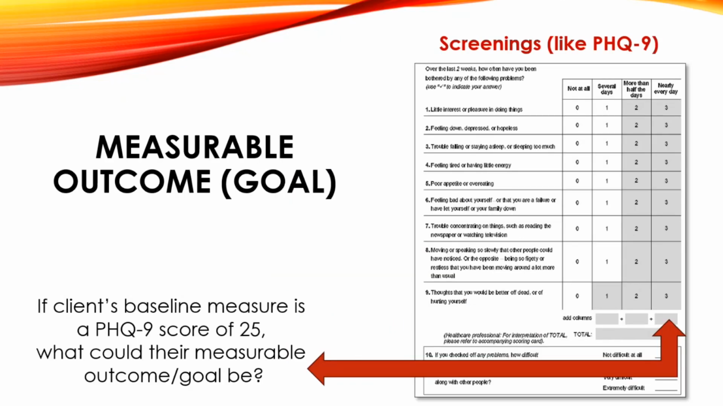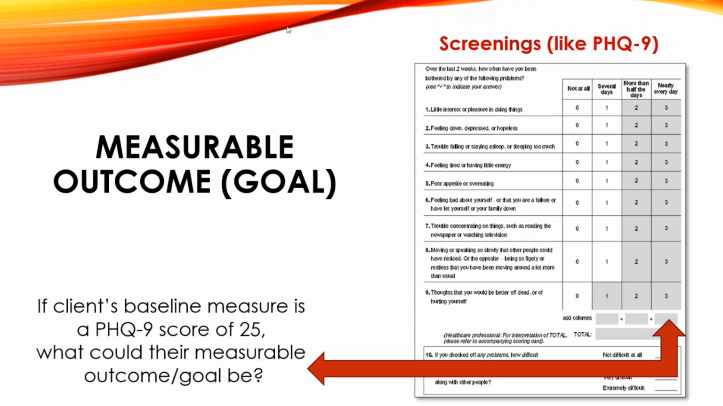And so in the example of using a screening like the PHQ-9, say the client's baseline measure, at their initial assessment or when you first sat down with them for treatment planning, is that their PHQ-9 score is 25. Based on that, what could their measurable outcome or goal be? We would want it to be lower, right? So we would think about what's a reasonable score for this person to work towards. Do we want to set this person up for failure and aspire for perfection, saying that their measurable outcome will be a 0? Probably not.